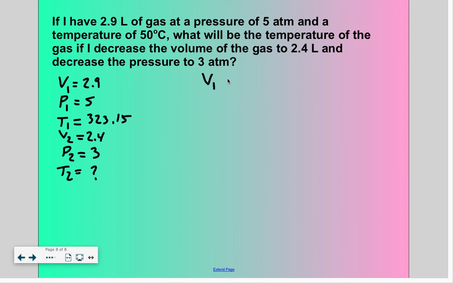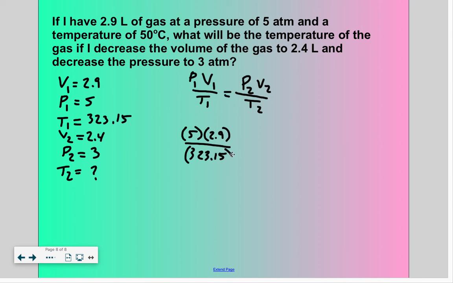So we're going to write our equation, P1V1 over T1 equals P2V2 over T2. So our P1 is 5 and V1 is 2.9, and I'm just looking at my knowns on the left hand side. 323.15 equals P2 is 3, V2 2.4, and T2 is unknown, so we'll leave it as T2.